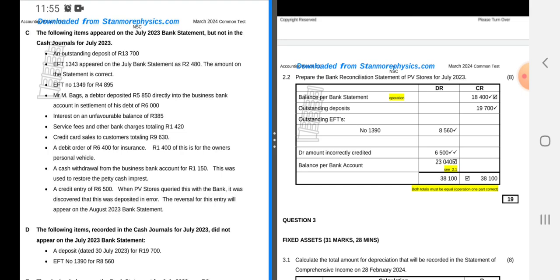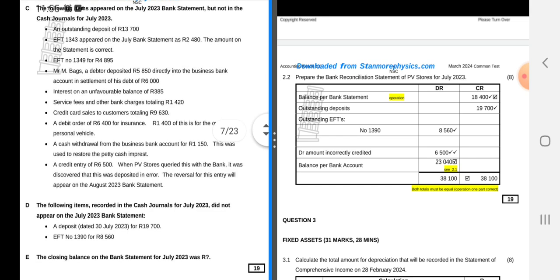So let's look at this error here where you see the credit entry. It was a credit entry of 6,500. When PV Stores sent in a query about this with the bank, it was discovered that this was deposited in error. So it was a credit. When we correct it, we debit it. If they say it was debited, when we correct it on the bank reconciliation statement, we credit it.